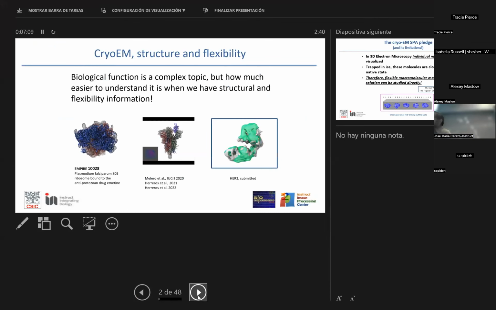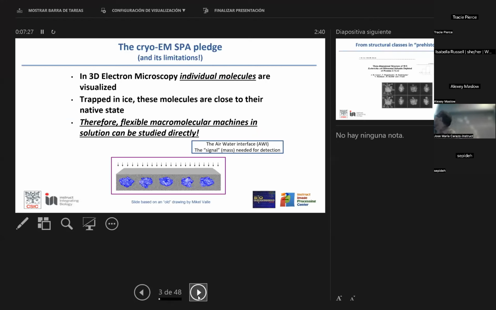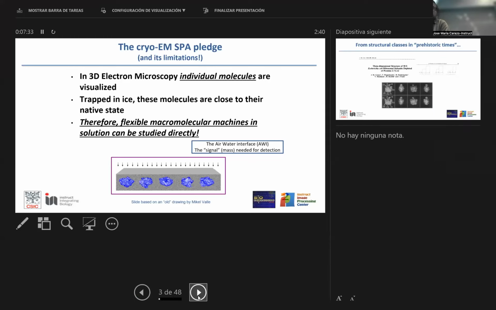Well, the whole point is simple: on top of having static information, what if we can achieve some understanding of the flexibility of the macromolecule from the electron microscopy images? In principle, this is possible because electron microscopy images individual macromolecules. I am referring to the field of single particle analysis, the field in which you have purified proteins.